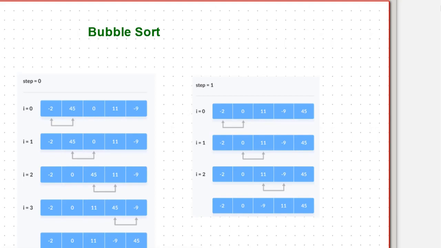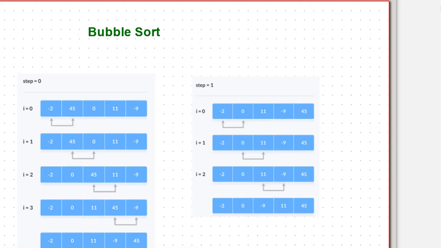Bubble sort is one of the many sorting algorithms that are available. Basically, any sorting algorithm sorts the array in ascending or descending manner. Bubble sort is the easiest to understand, and it's quite easy to implement. So we'll start with bubble sort.